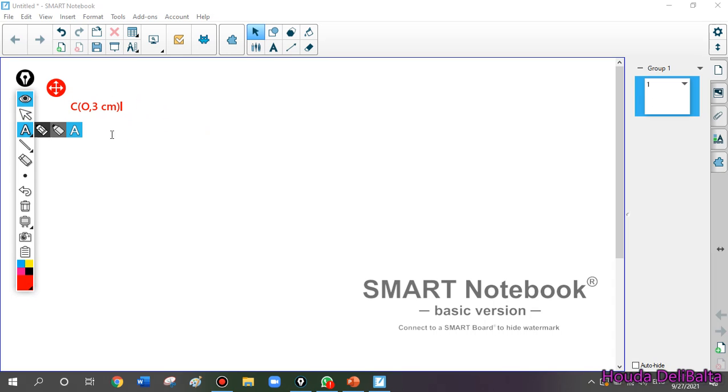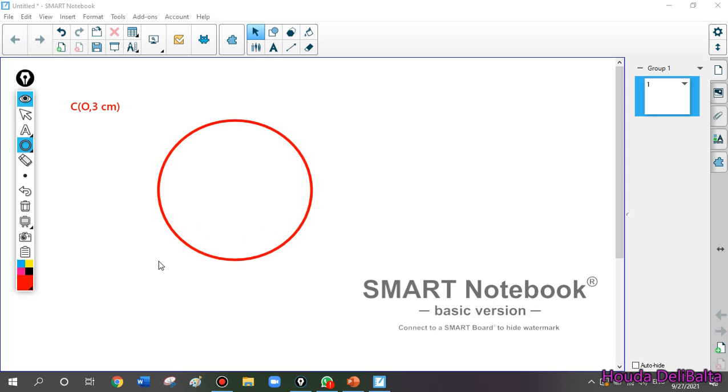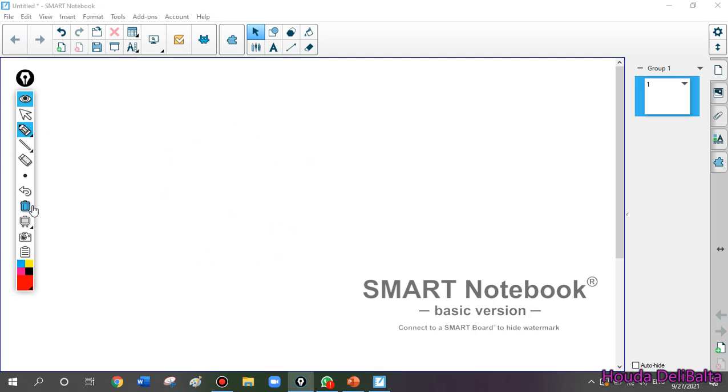So whenever you see that notation, that means the circle you are going to draw is of center O and of radius, from here to here, that's the radius, and the magnitude of this radius is 3 centimeters.